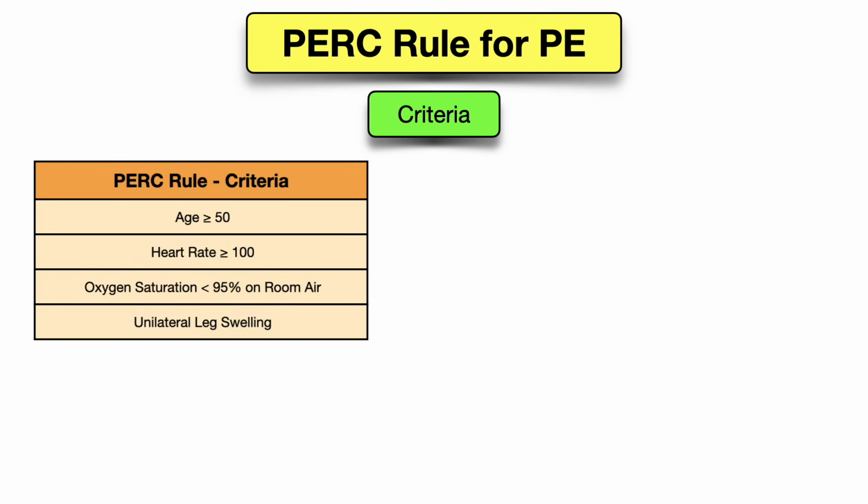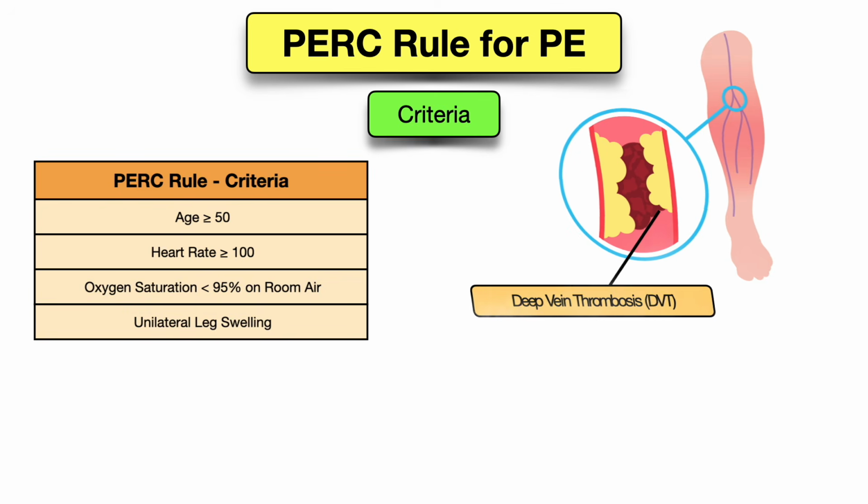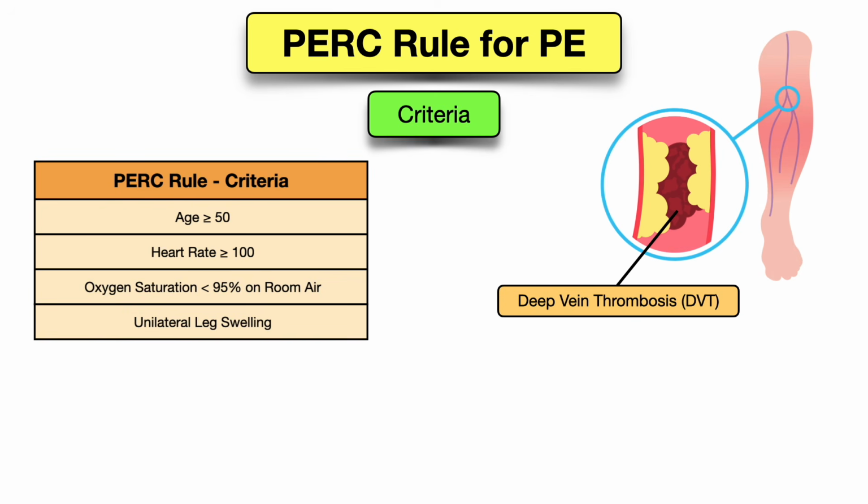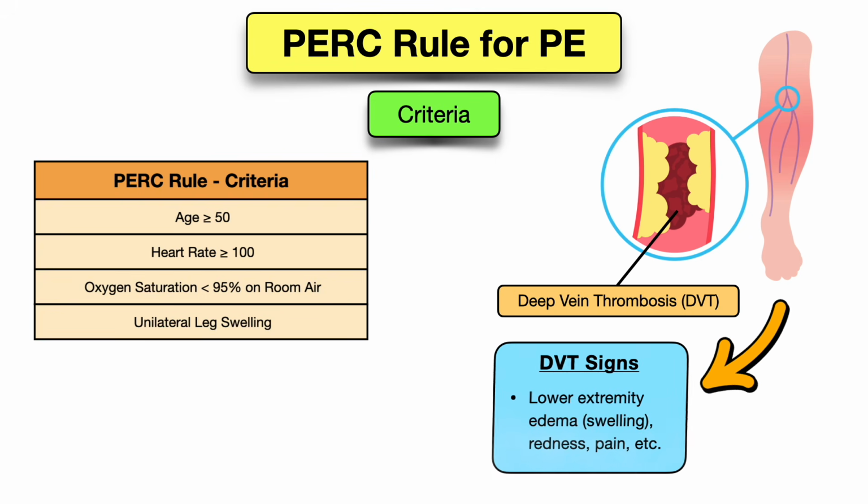Next, we have unilateral leg swelling. The reason for this is unilateral leg swelling can be a sign of DVT. A DVT stands for deep vein thrombosis, which is a blood clot that forms in a deep vein, typically in the leg, and this can lead to leg swelling, redness, and calf pain, to name a few.